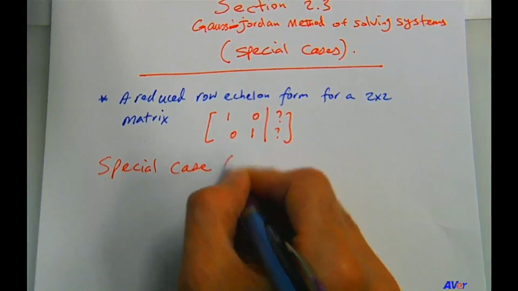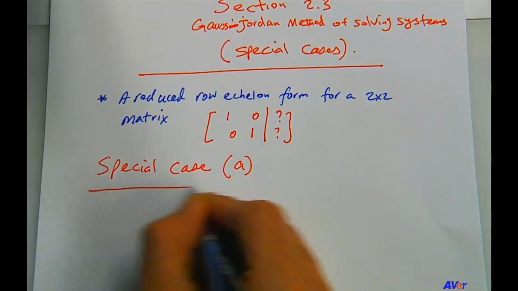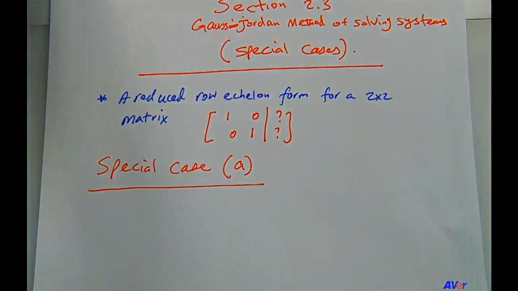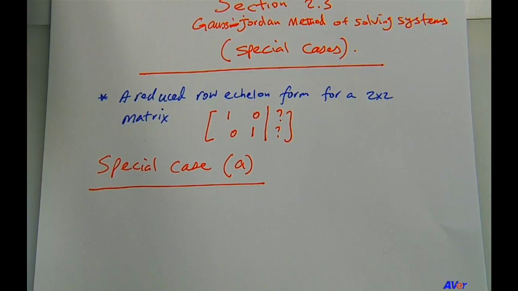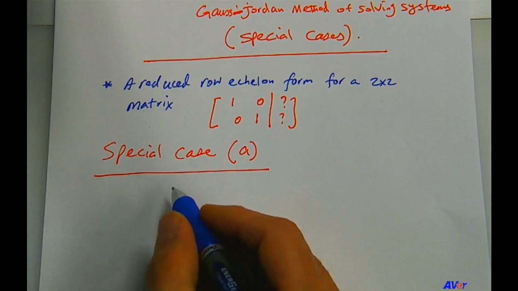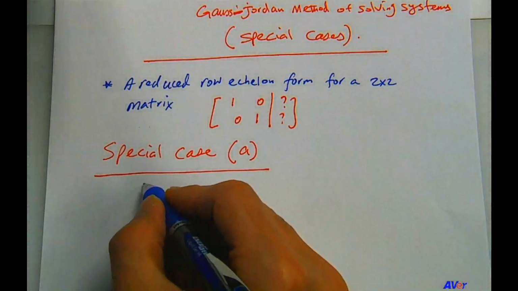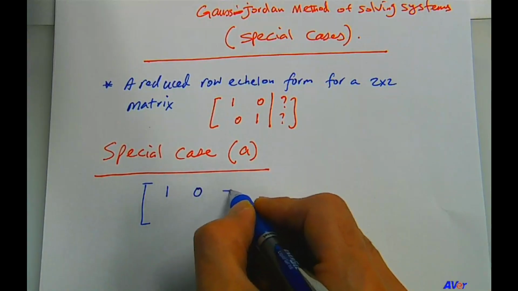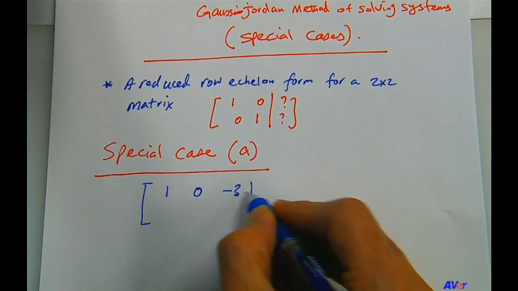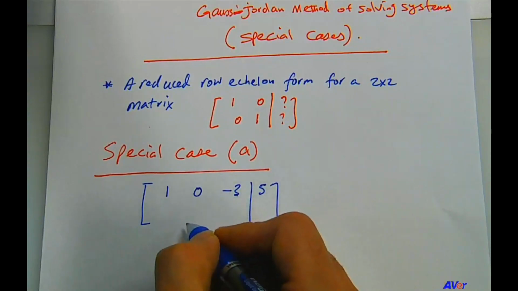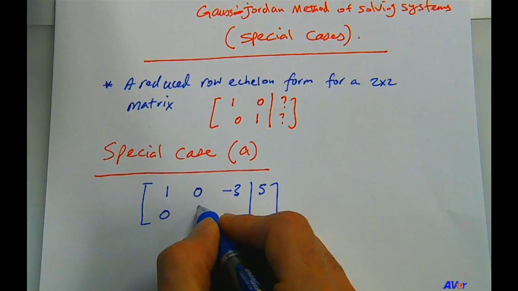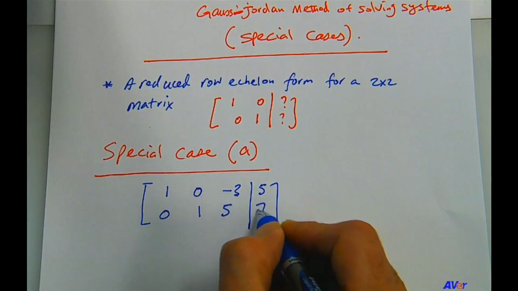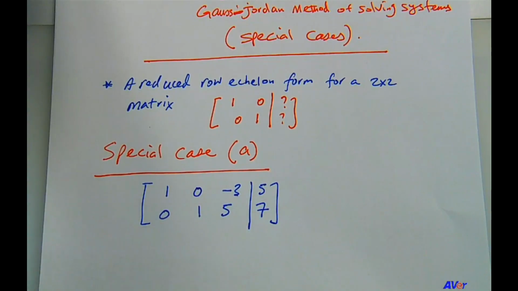Special case, let's call it A. And then we'll have special case part B and C and so on. So special case part A is a case where you might have this kind of reduced row echelon form. So you have 1, 0, -3, 5, 0, 1, 5, and 7, right?